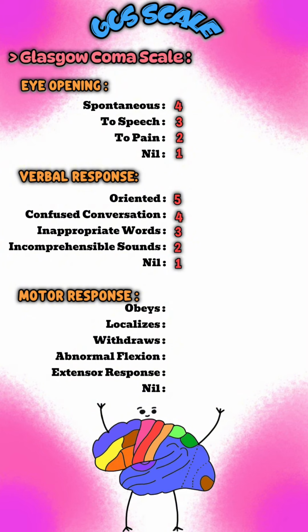Now, lastly, in motor response, if the patient obeys the command, then the score is 6. If the patient localizes, then the score is 5. And if the patient withdraws their hand on trying to approach them or touch them, then the score is 4. If the patient is having abnormal flexion, then the score is 3. And if the patient is having abnormal extension response in the body, then the score is 2. And if the patient is having no motor response at all, then the score is 1.